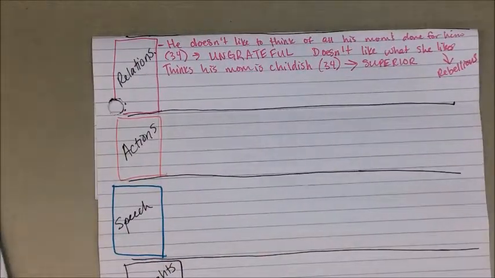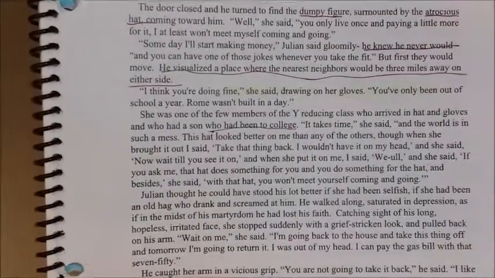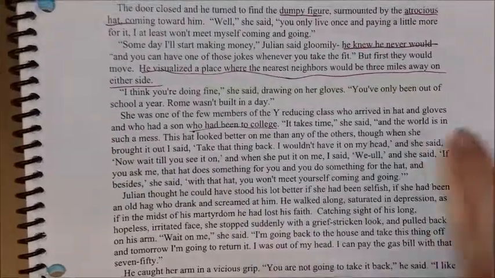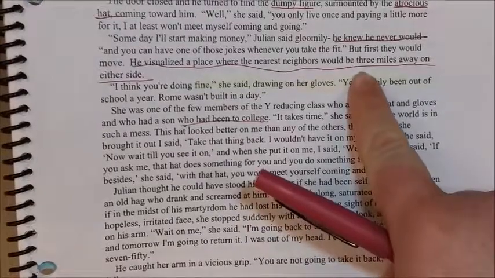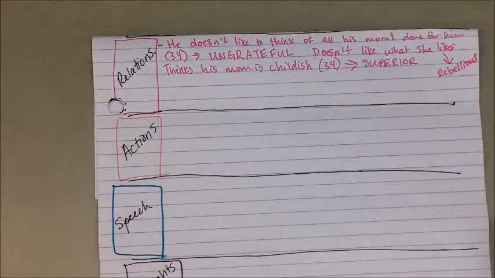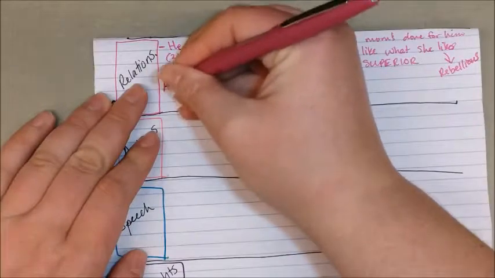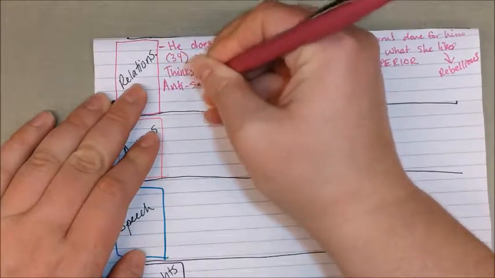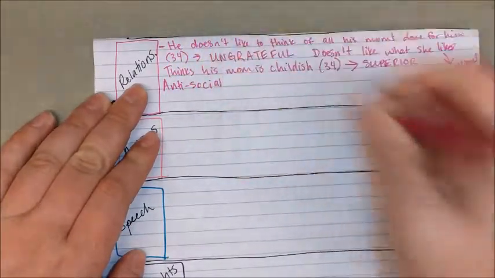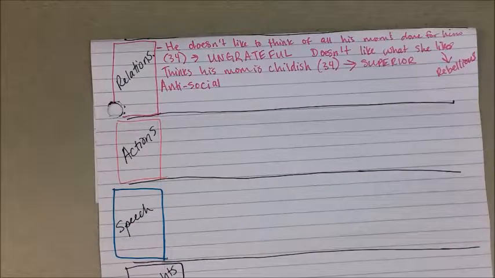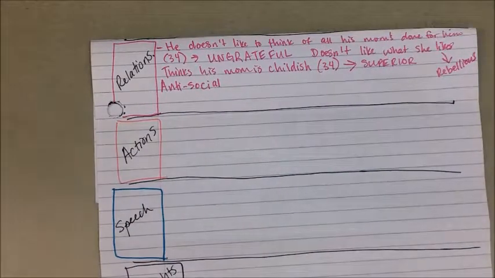All right, we also know that he visualized a place where the nearest neighbors would be 3 miles away on either side. This tells me that he is kind of like a hermit. He does not like other people. He's very antisocial. So I can include that here as well. Okay. All right, we're going to move on to actions.